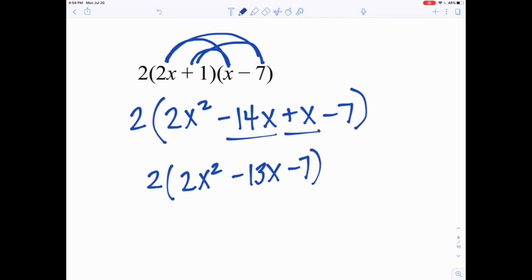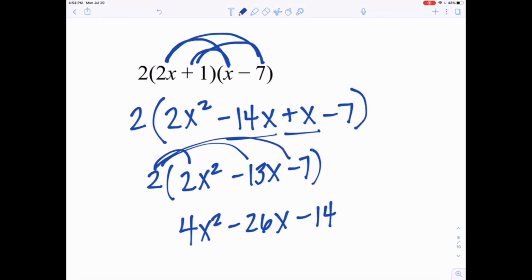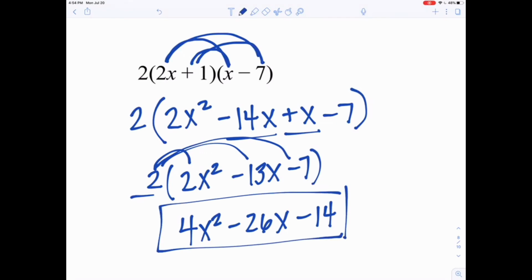So now I'm ready to multiply by 2, so I distribute this to everything. So 2 times 2x squared, 4x squared. 2 times negative 13x is negative 26x. And 2 times negative 7 is negative 14. Because this is a positive 2, it does not change the signs. It still stays the same: positive, negative, and negative. Okay?